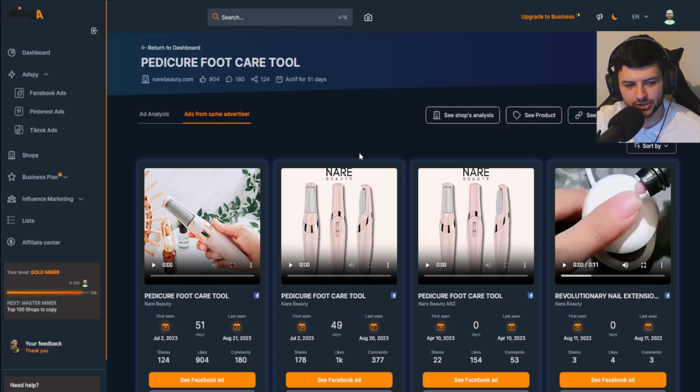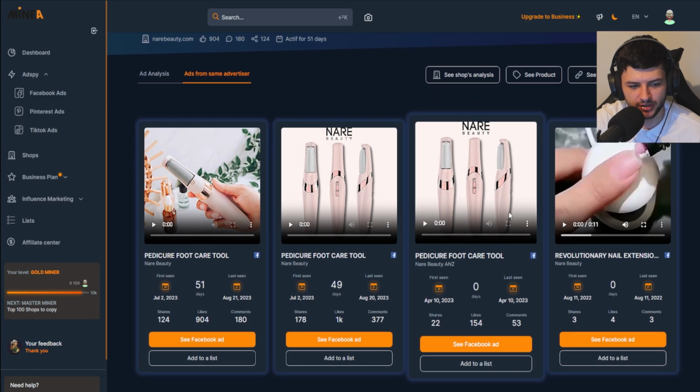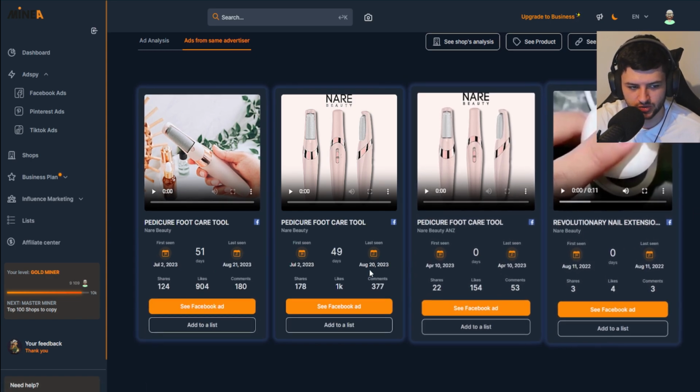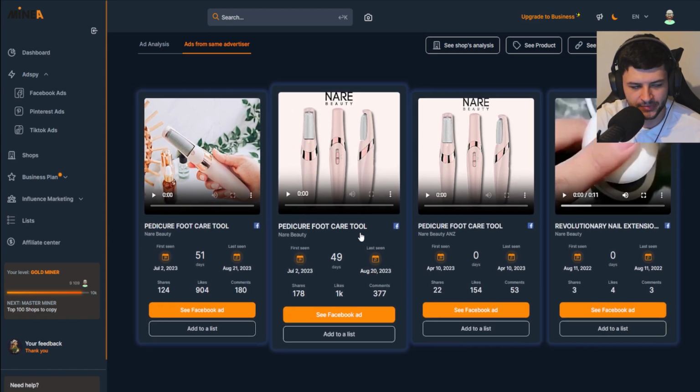So if we want to have a look at what else they're selling, and they become our competitor or the business we want to model or imitate, we can have a look at what other ads they're running. For the most part, they're just running ads around the same pedicure tool, but they also have a revolutionary fingernail tool as well. But for the most part, they're just running campaigns around this one product, which seems to be working for them. So this is pretty cool.